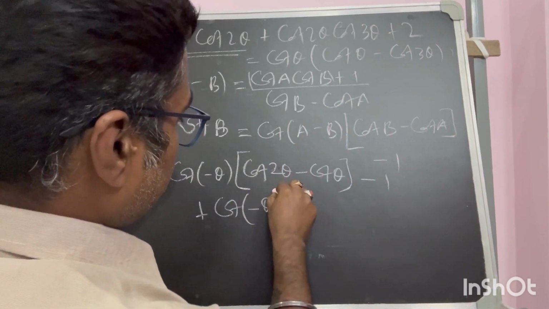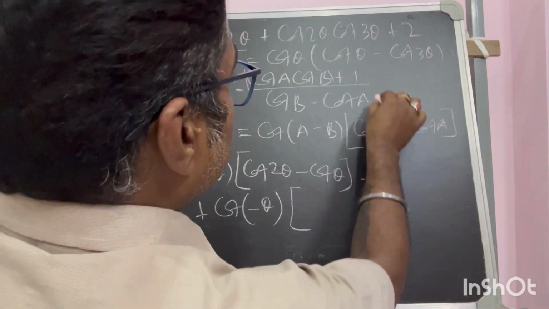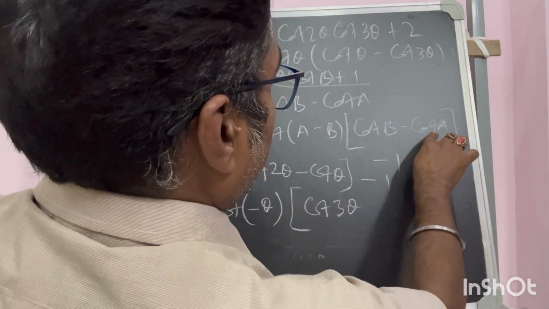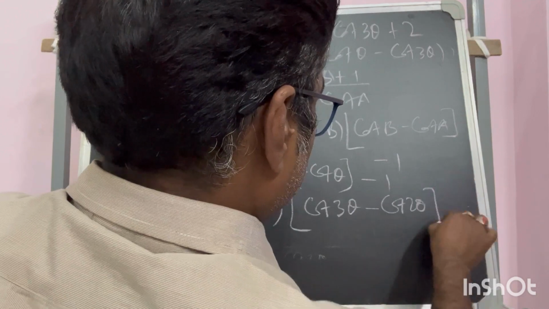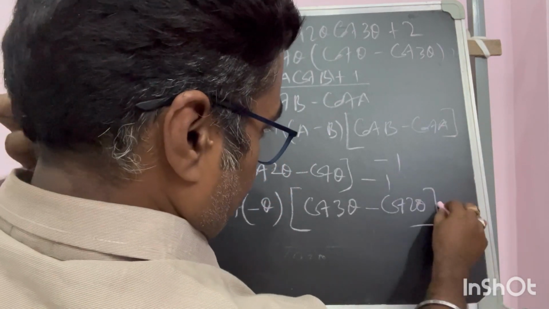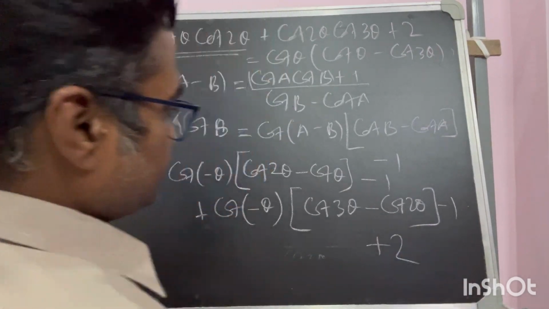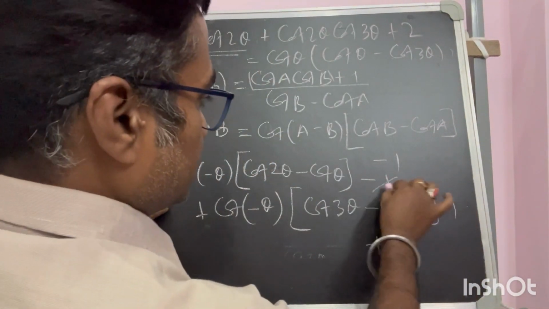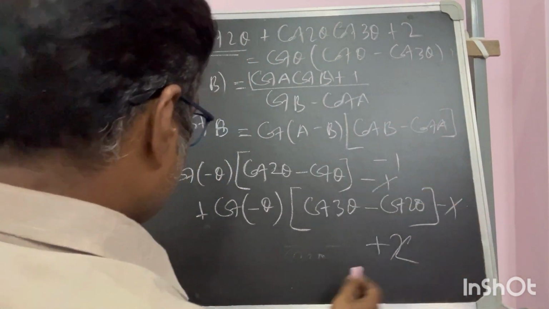That is equal to again minus theta, 2 theta minus 3 theta, and this will be B, this time 3 theta, cot of 3 theta, and A will be this time cot of 2 theta. Cot of 2 theta is in bracket, and this minus will come again, minus 1, and this plus 2. So the left hand side can be expressed in this way. Now this 1 and 2 can be cancelled out, because the resultant will be 0.